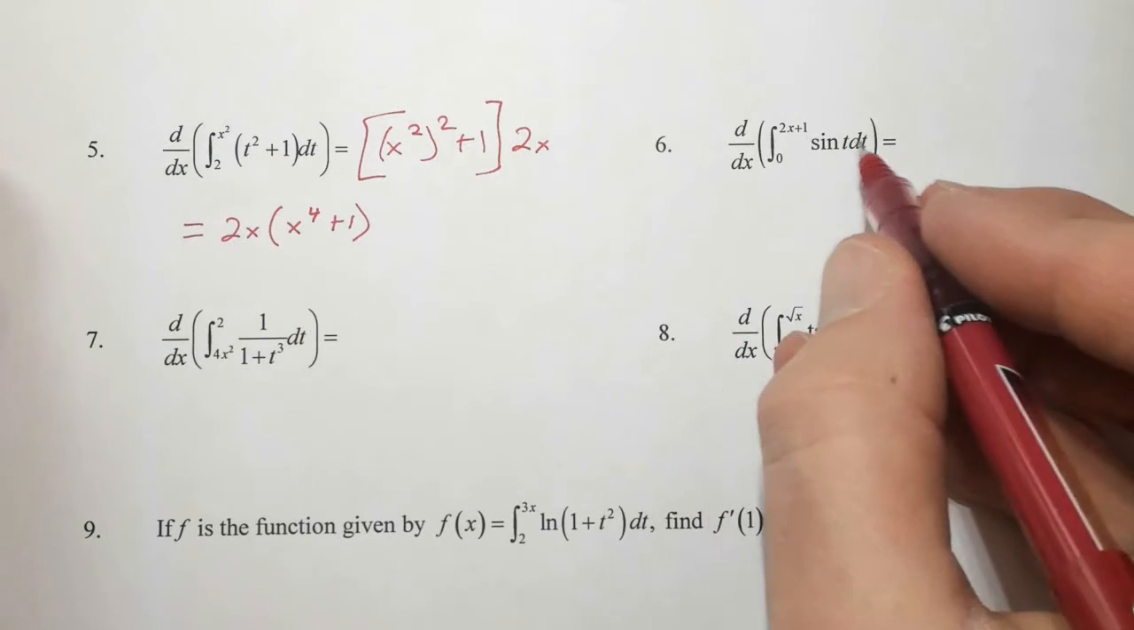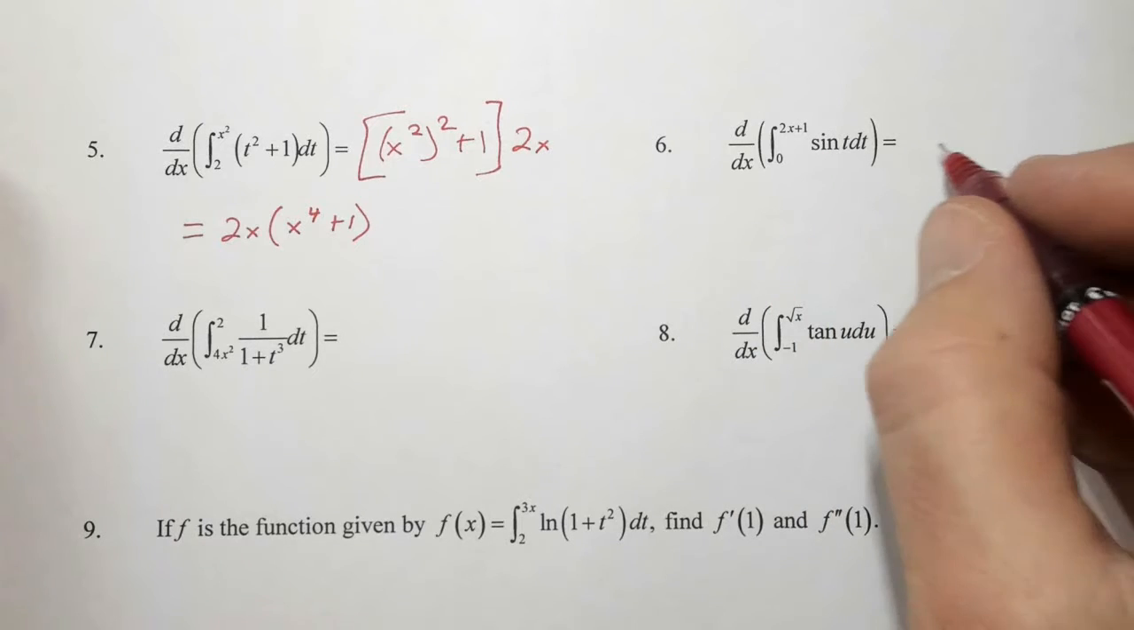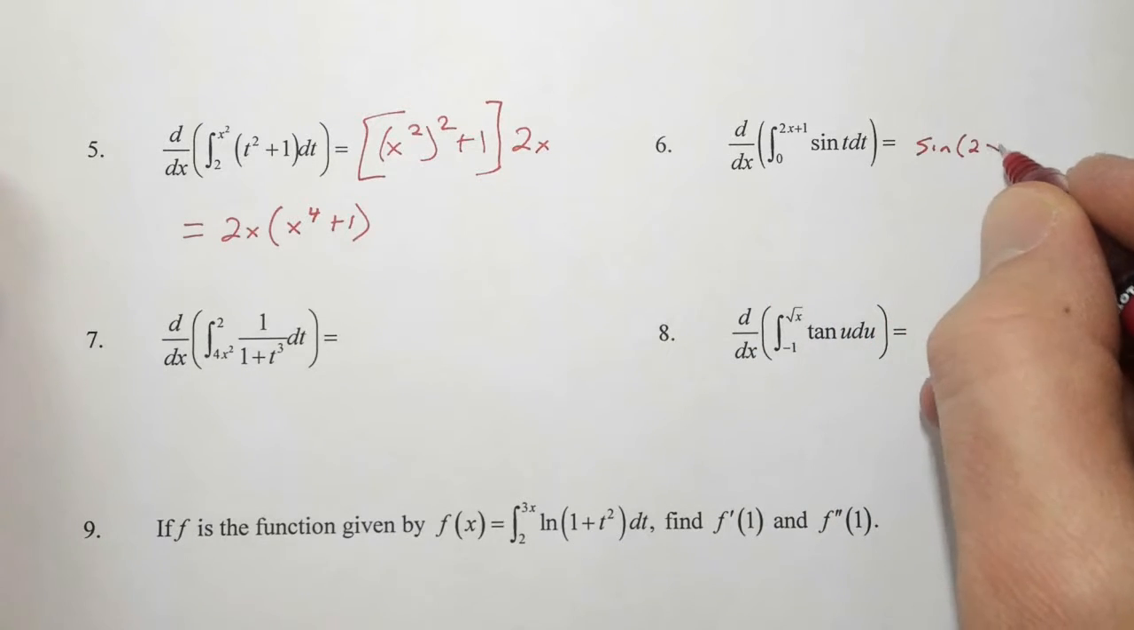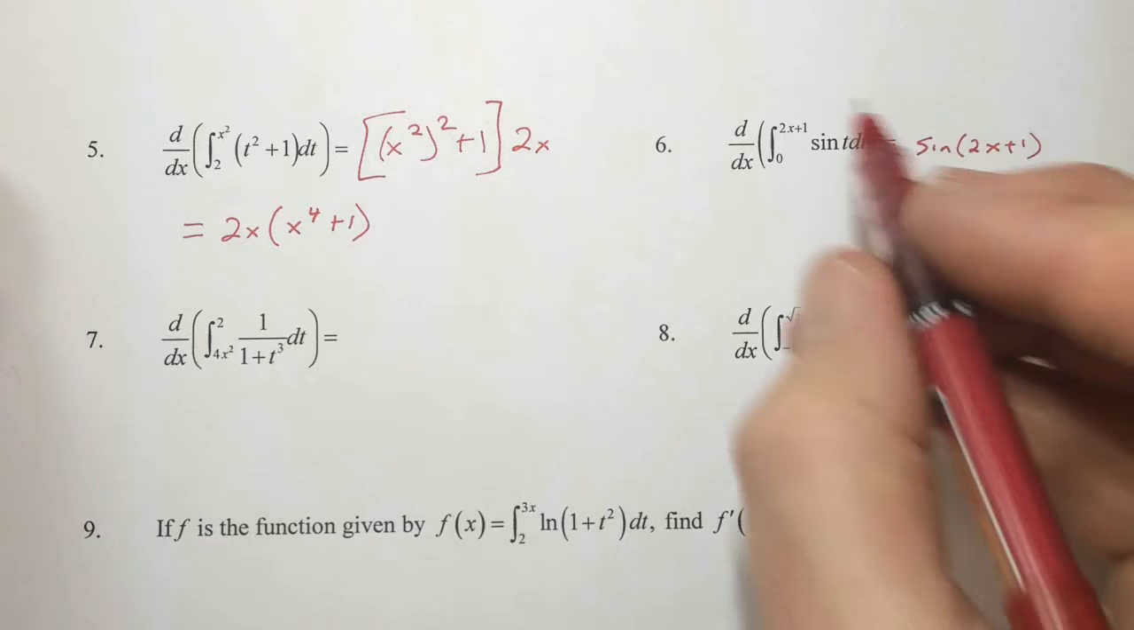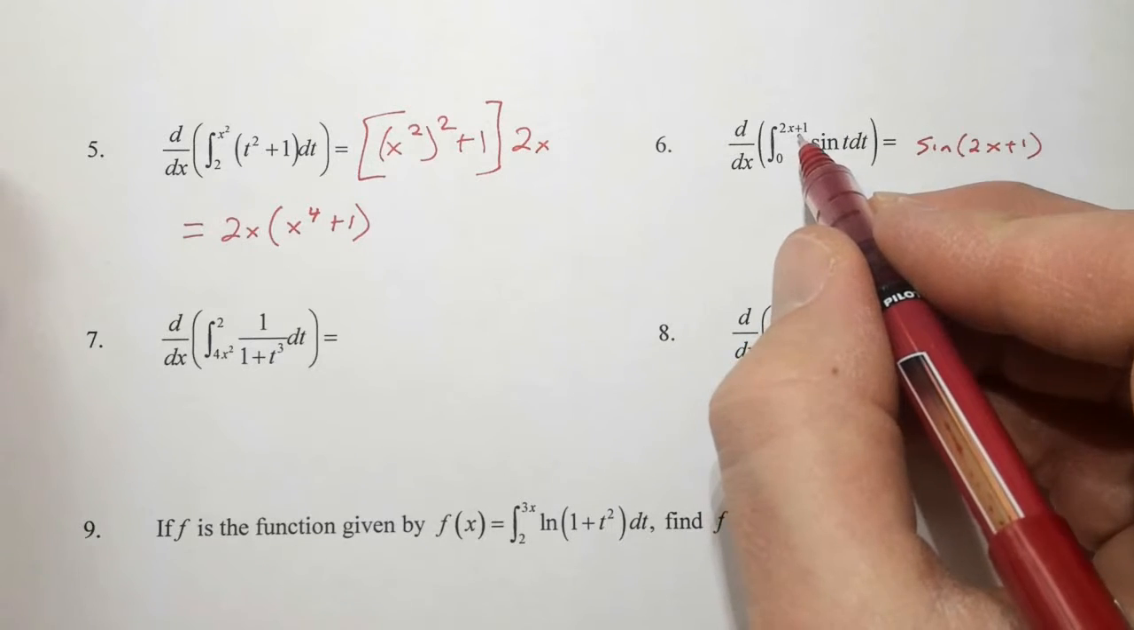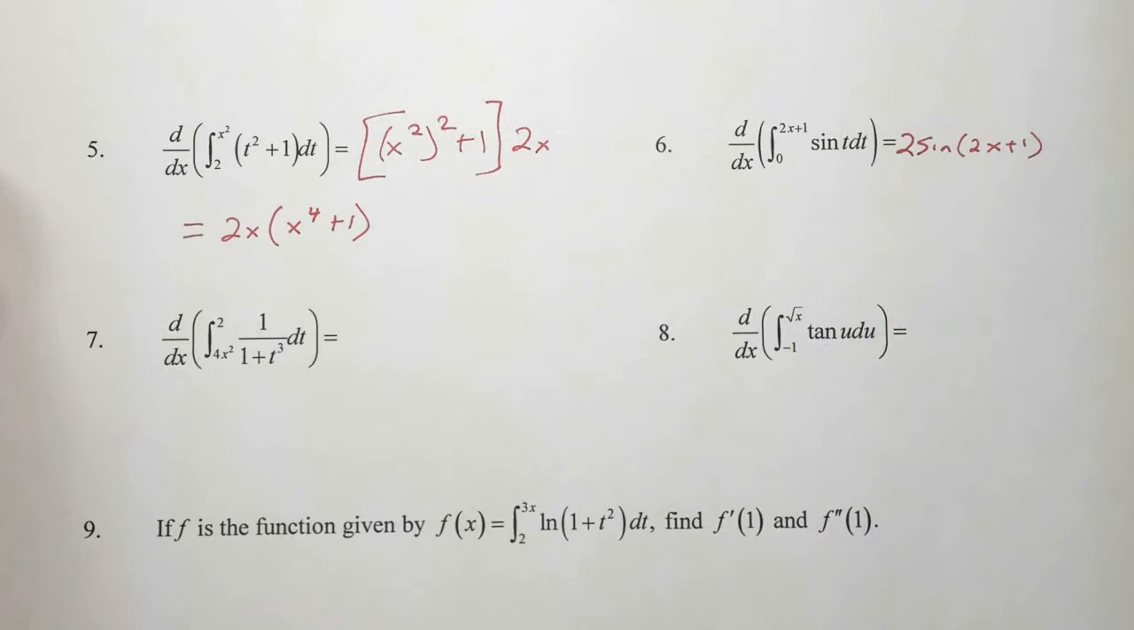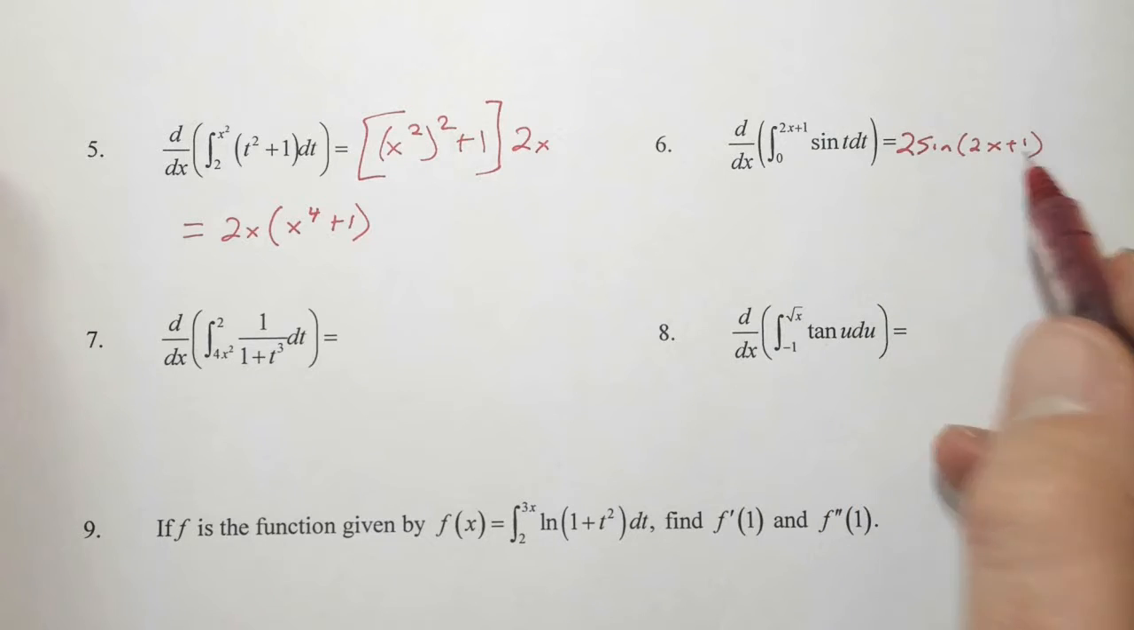Same situation. T is going to be replaced by 2x plus 1, so we're going to have sine of the quantity 2x plus 1, but we have to multiply by the derivative of 2x plus 1, which is 2. So we need 2 sine 2x plus 1.